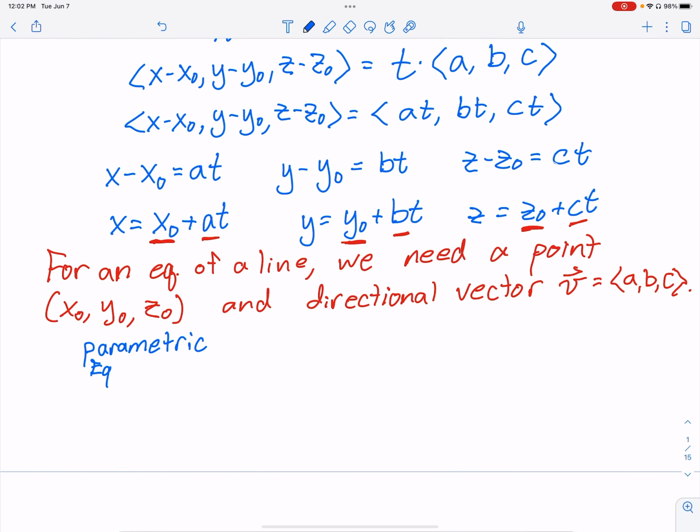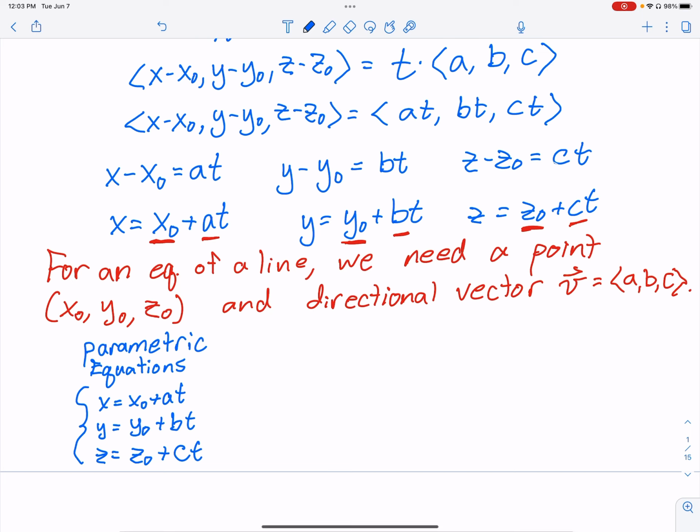How we write this is parametric equations. Let me write equations here. Usually these are just listed with commas. I like doing a system like that, and I just throw them in here. x equals x naught plus At, y equals y naught plus Bt. So in the book, it's just going to list them. z equals z naught plus Ct. Right.